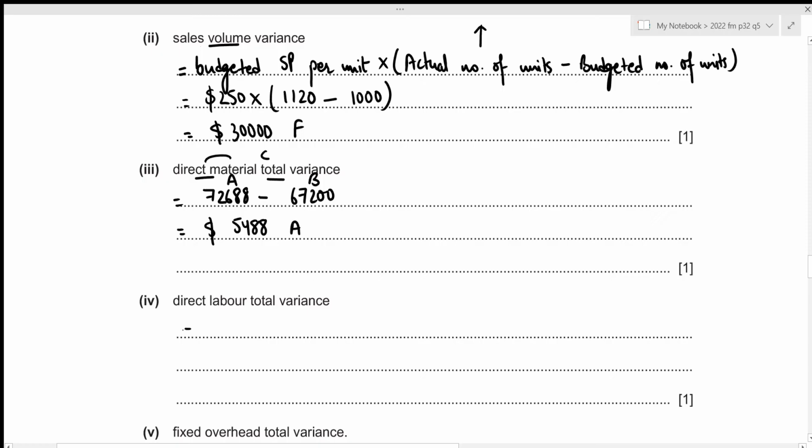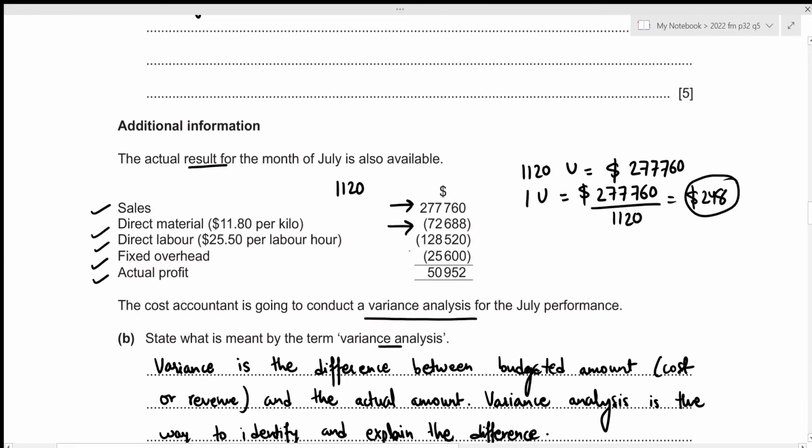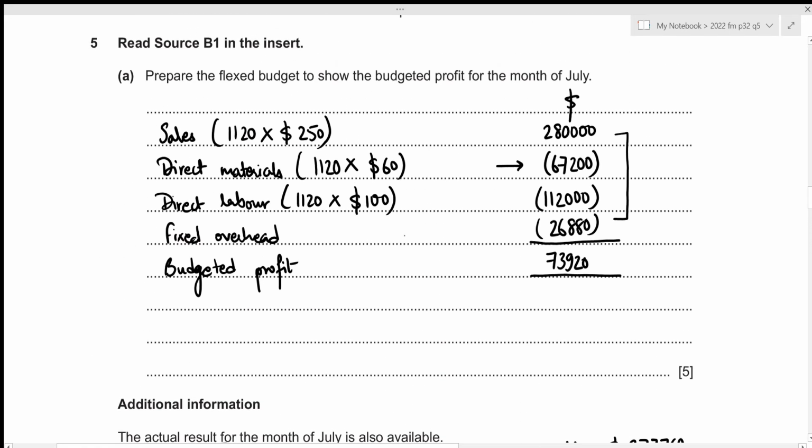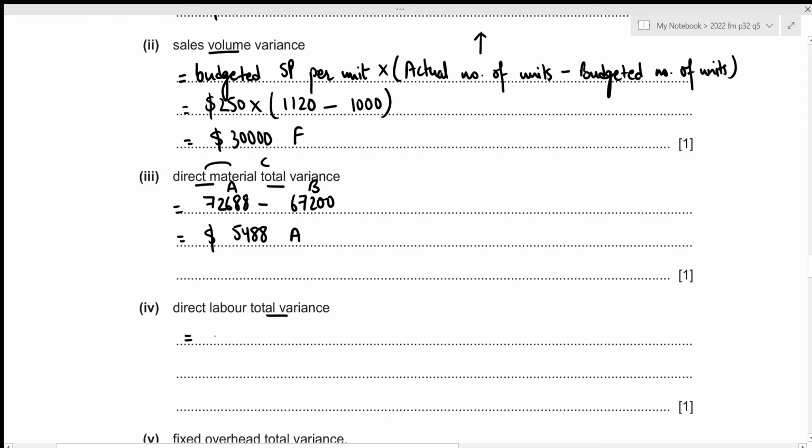All right, for the next part, we now need to figure out our direct labor total variance. Again, we're just going to difference the direct labor amounts from our flex budget and the actual data given. Let's have a look above. We can see that the direct labor actual one was given to be 128,520, and from the flex budget it was 112,000. So let's figure out the difference between these two amounts. And again, the greater figure is of the actual data, right? That was 128,520, and from the flex budget it was 112,000. And this gives our direct labor total variance the value of 16,520.